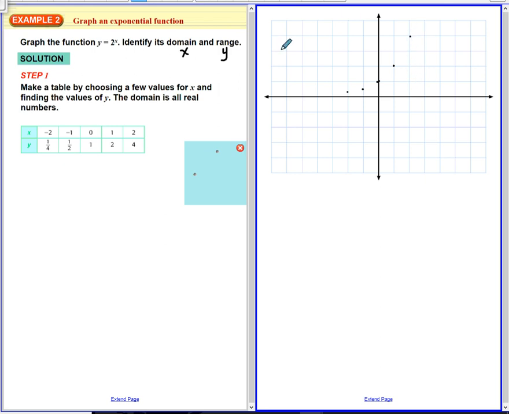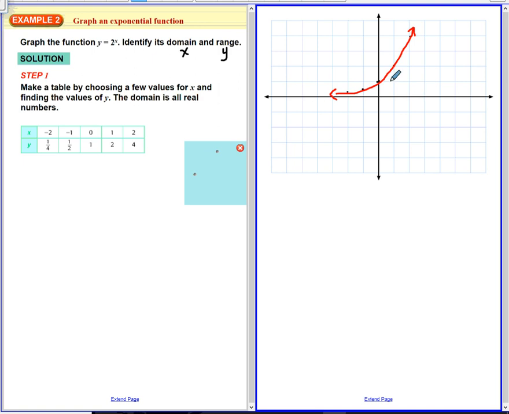All right, and then I'm just going to draw my curve between these points. And there I have graphed successfully an exponential function. Notice how it curves upward and it goes positive. All right, if I wanted to continue by identifying its domain and range, which is the second part of this problem, I want to look at the domain. So that means I want to look at my x values.